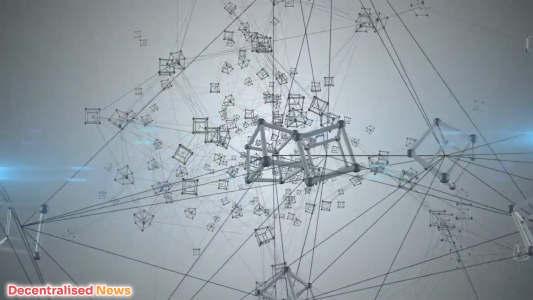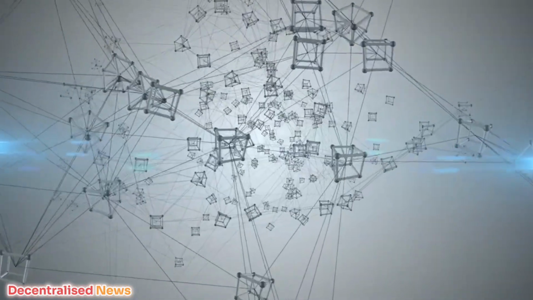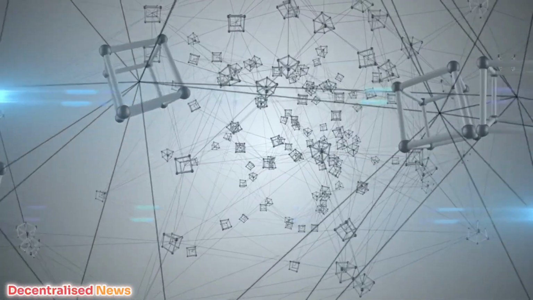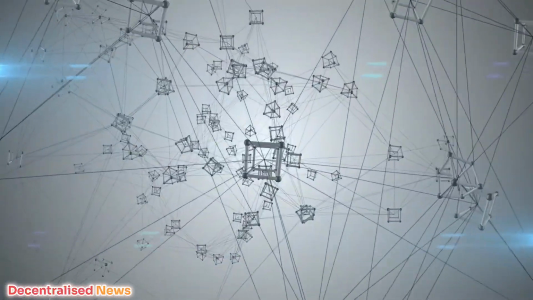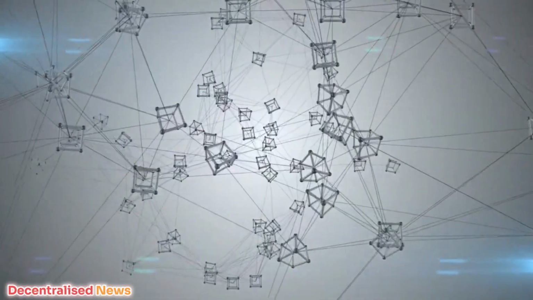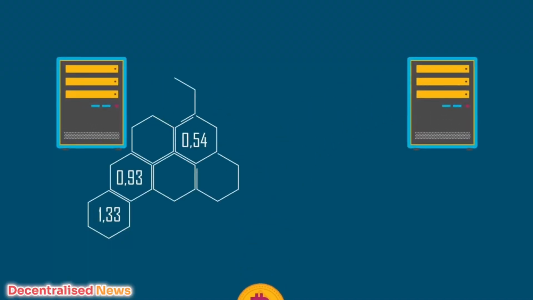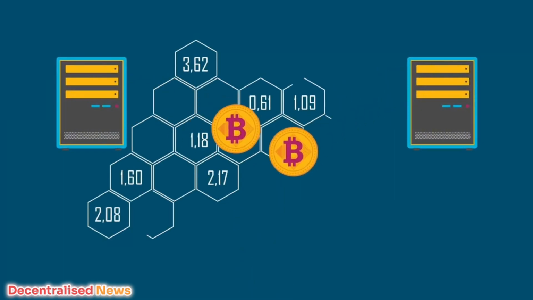Okay, so first let's define what layer 2 solutions are. These actually are simply protocols that are built on top of existing layer 1 blockchains to enhance scalability and efficiency by offloading some of the transaction processing from the main chain. Layer 2 solutions can significantly increase the throughput and also reduce transaction costs.